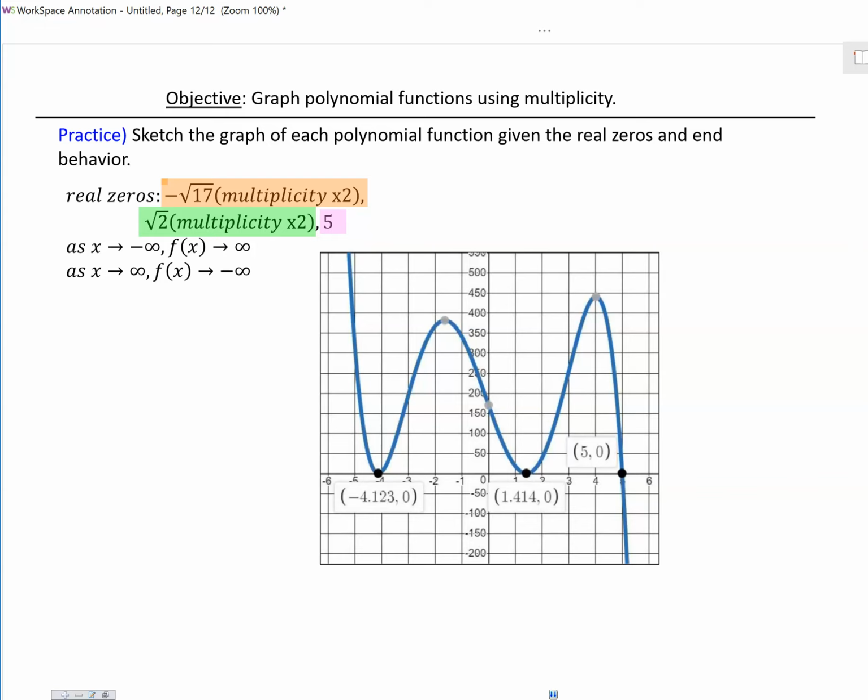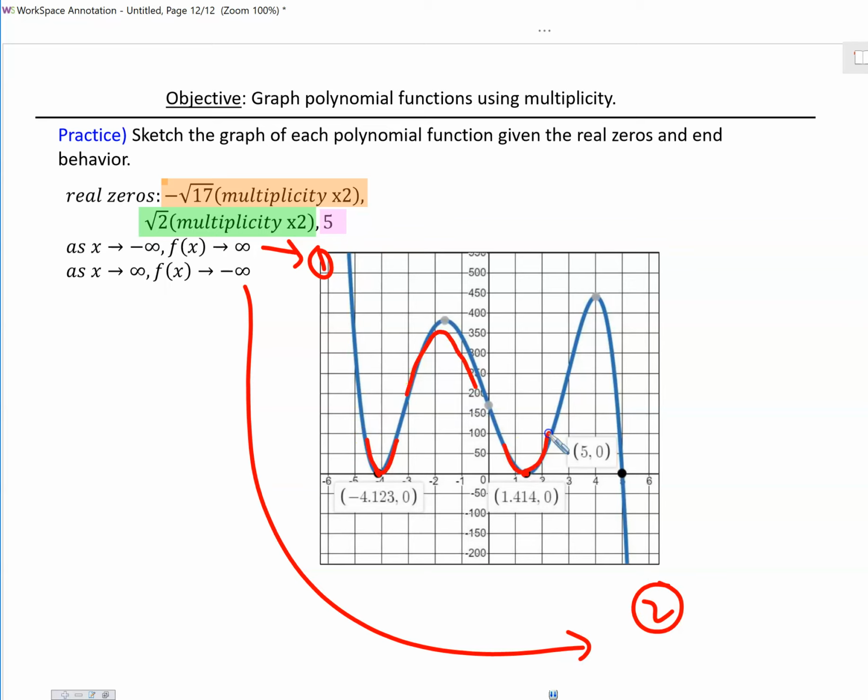So our negative square root of 17 rather, just a little bit more than negative 4. So you see here it's about negative 4.1. And then the square root of 2 is about 1.4. So you see that one right there. And those have multiplicity. Our end behavior is up on this end and down on that end. And so that creates a relative minimum, turns around, another minimum, turns around and goes right on through that one, like so.